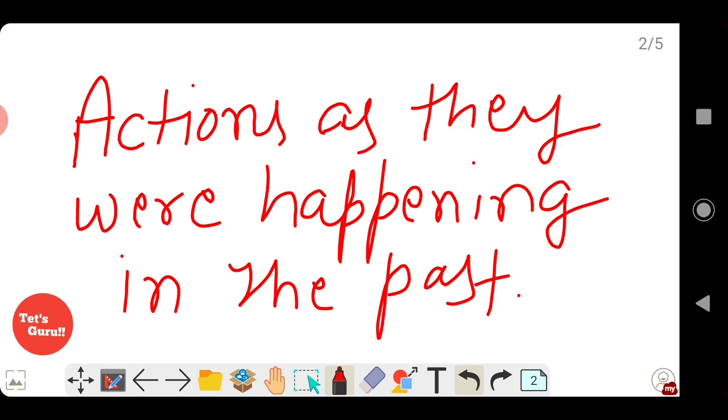So here we talk about those actions which were happening in the past, and suddenly they were stopped. Actions as they were happening in the past. If I say मैं खाना खा रहा था, that is based upon past continuous tense, because the action was going on but it stopped, it was interrupted. I have been saying this line again and again because I want to make you understand. So let's get started, friend.